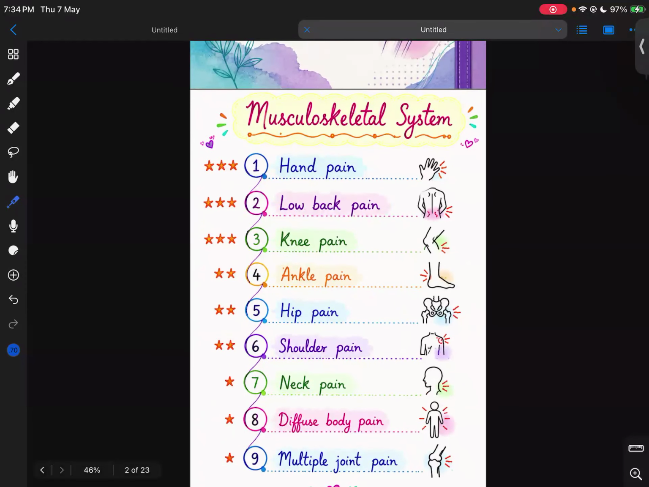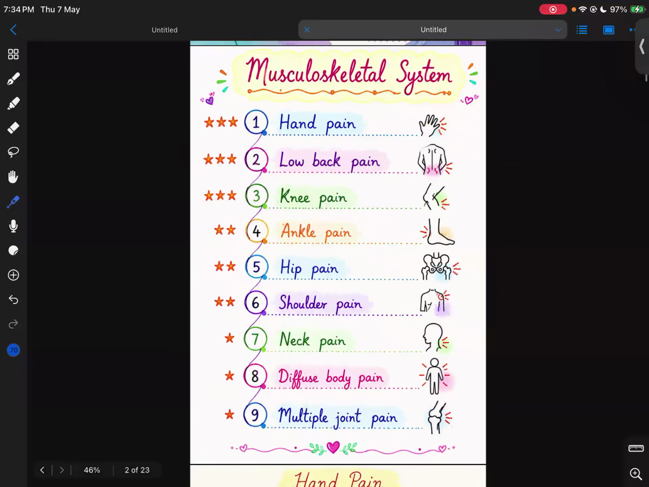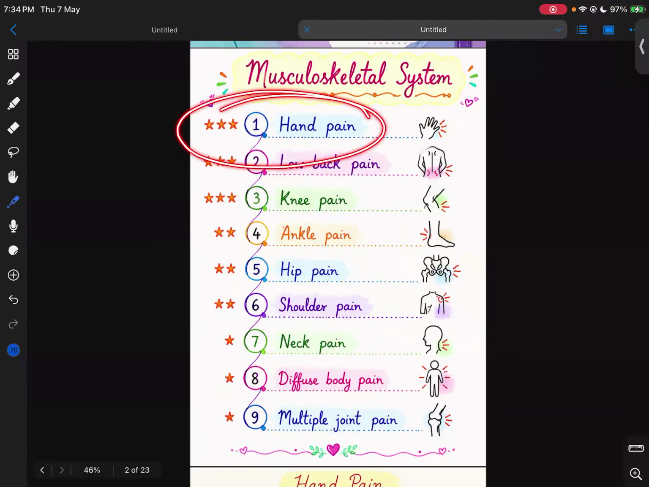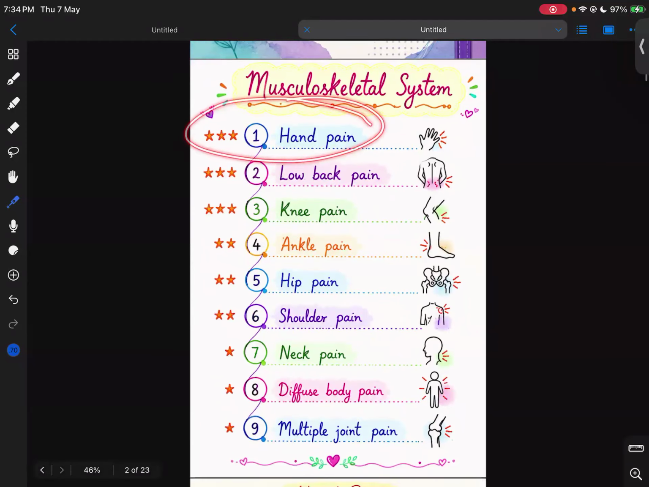So among these prompts, hand pain, low back pain, and knee pain are awarded as triple star prompts, because if you look at the case scenarios, they come most often. So let's start with our first prompt, that is hand pain.